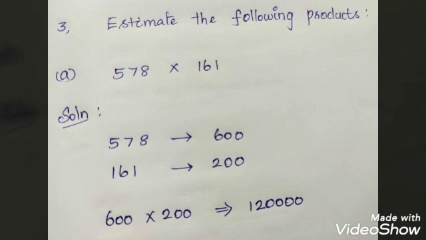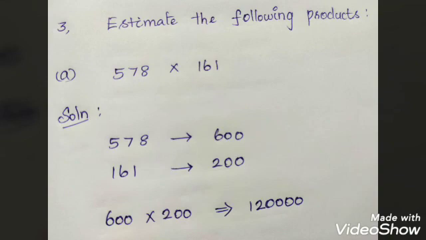Now, product, which means multiplication. 578 into 161. First we will take that number 578. Right? First we are going to round to the nearest 100. 100 means which place we have to see? Tens place. Here what is your tens place? In 578, 7. So 7 is greater than 5 or less than 5? Greater than 5. Greater than 5 means the next digit to 7 is increased by 1. So 5 is increased by 1, 6.